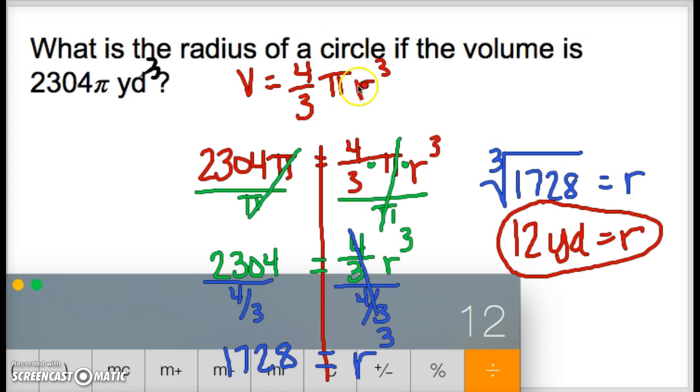Okay, so again, you're taking a formula and plugging in the number wherever it goes. If they give you the radius, you'll put it in for the r. If they give you the volume, you'll put it in for the V and then solve it accordingly.